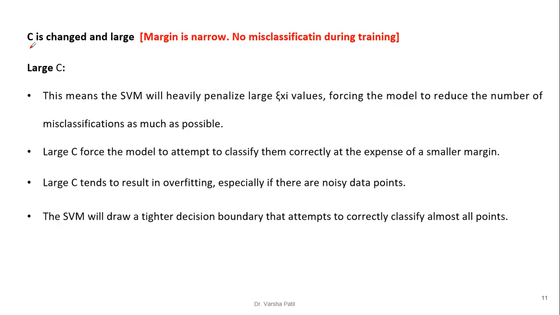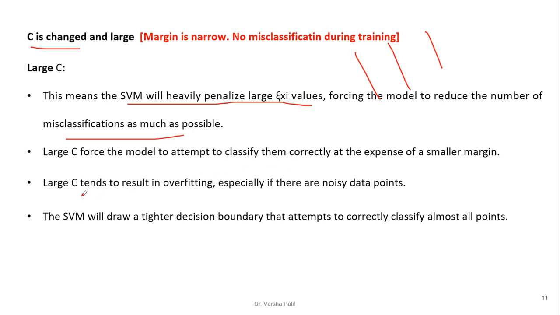And when we change C from small to large, at that time the margin becomes narrow. So there is no misclassification during the training, but the chances of classification errors during the testing will be more. This means SVM will heavily penalize large slack values, forcing the model to reduce the number of misclassifications as much as possible. Large C forces the model to attempt to classify them correctly at the expense of a smaller margin.